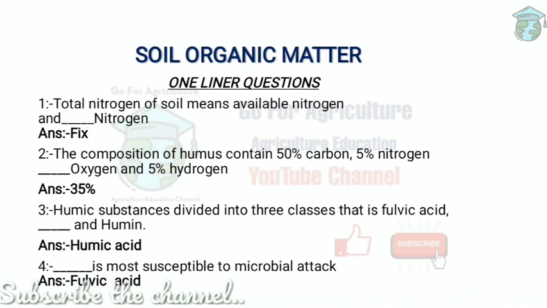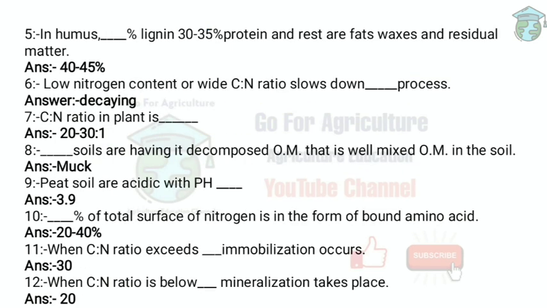Now the next question is, which is most susceptible to microbial attack? The answer is fulvic acid, and the most resistant is humin. Now in humus, how much percentage of lignin is found? That is 40 to 45 percent, 30 to 35 percent protein, and the rest are fats and waxes.